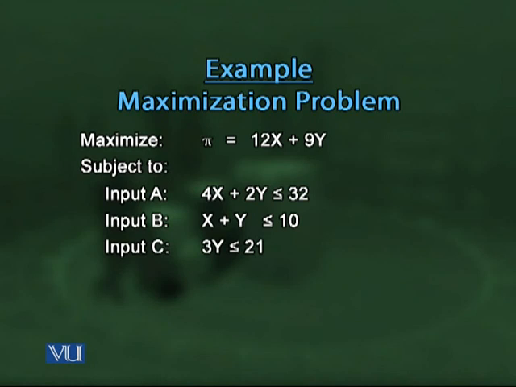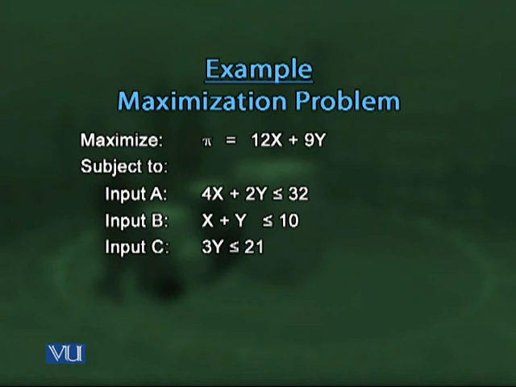That is, production of X is not constrained by input C, since it is not required in the production of X. 3 units of input C are required in order to produce 1 unit of Y, so our third constraint can be written as 3Y is equal to or less than 21.